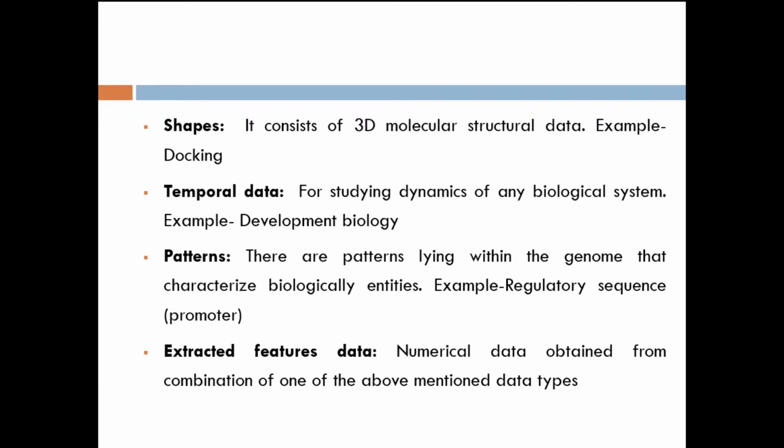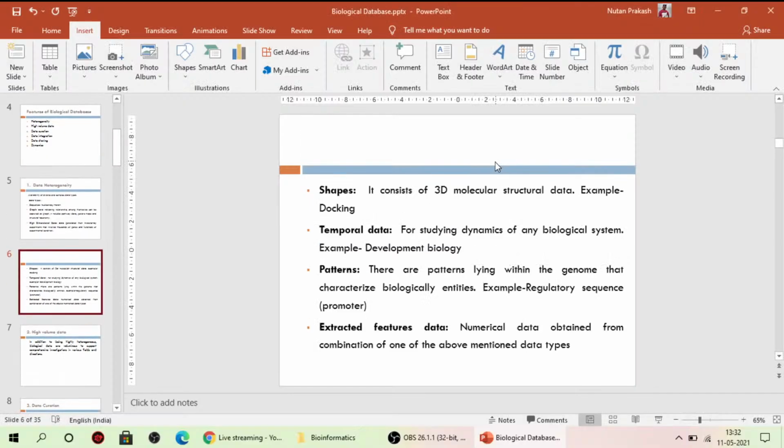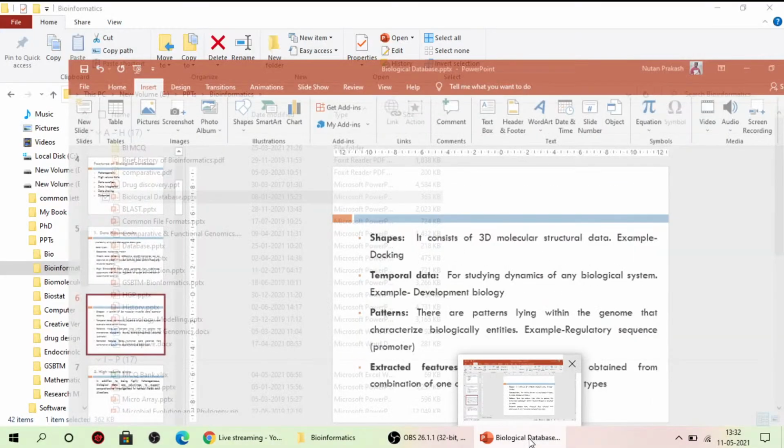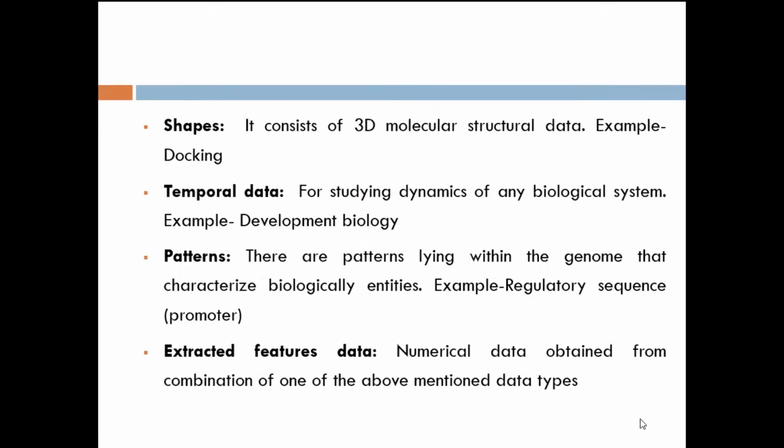So for that particular protein, if scientists want to study its 3D structure, there are three methods: X-ray crystallography, NMR, and electron microscopy. With the help of these, you can determine the 3D structure of any particular protein, so that you can study the protein in detail. If any researcher does structure determination, that comes under shape, and it can be submitted to the database. So that is a different type of database.